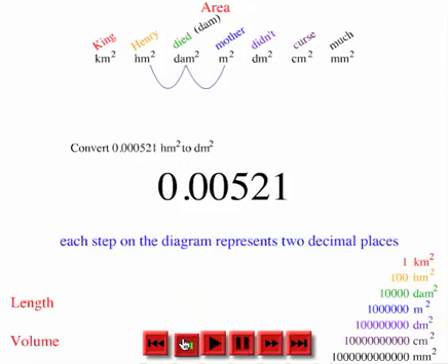Here we want to convert 0.000521 hectometers squared to decimeters squared. So we look at our diagram, and hectometer squared to decimeter squared is 1, 2, 3 steps to the right. So we're going to multiply that 3 by 2, and that's going to be 6 steps to the right with the decimal place. So 3 times 2 equals 6 steps, so we're going to move the decimal place 6 steps to the right.